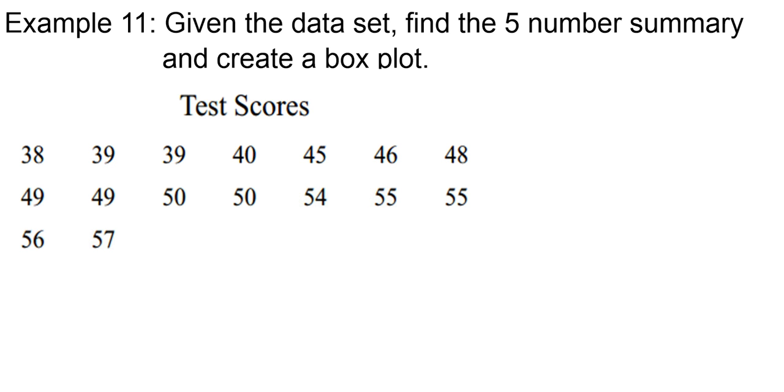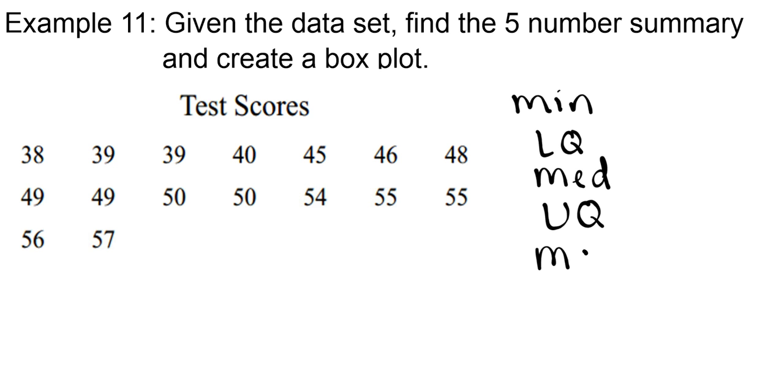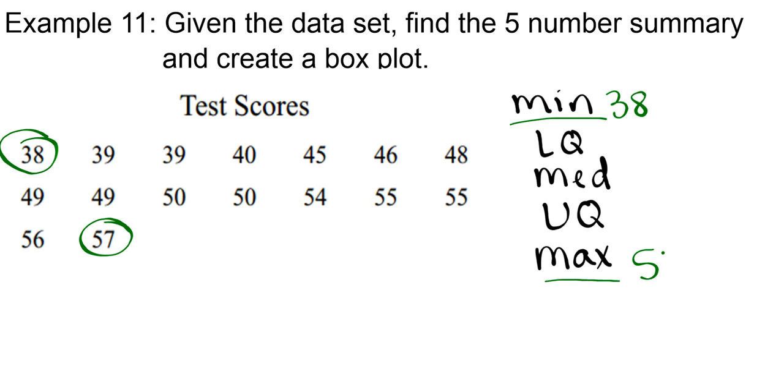Given the data set, find the 5-number summary of the box and create a box plot. So the first thing we remind ourselves is a 5-number summary is your minimum, your lower quartile, your median, your upper quartile, and your maximum. The easiest ones to identify when your data is in order from least to greatest is your minimum and your maximum. Your minimum is 38 because that's your smallest number, and your maximum is 57 because that's your biggest number.